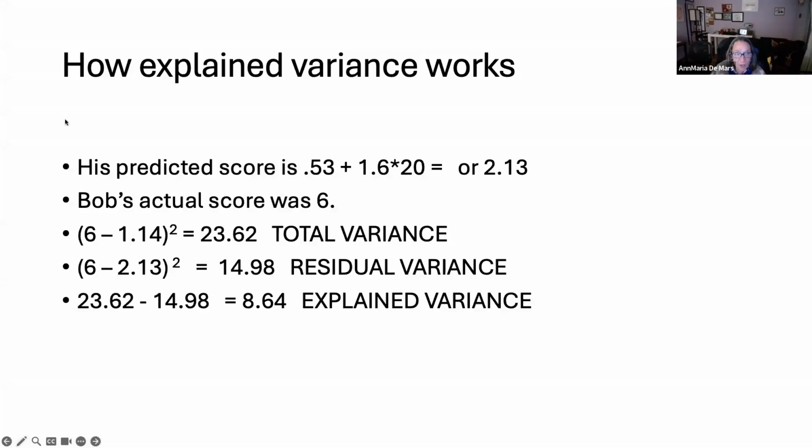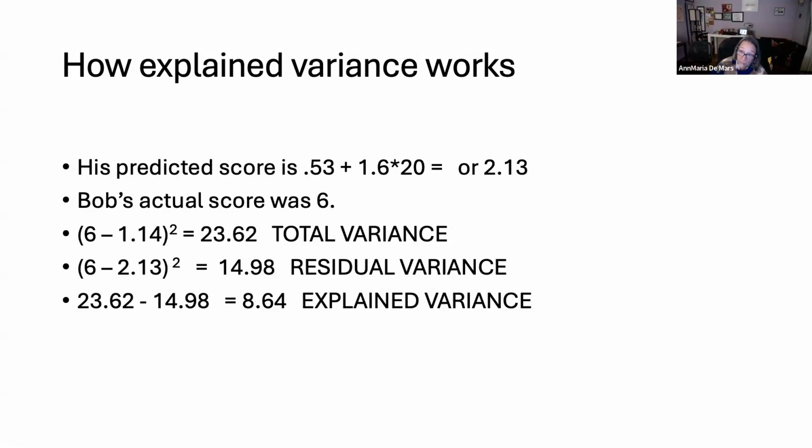Now, as I said, if we didn't know anything about Bob, we would have predicted that his score would have been 1.14. Don't know anything about a person, your best guess is the mean. So 6 minus 1.14 squared is 23.62. So that would be the total variance. Now, we predicted his score would be 2.13 based on our knowledge that we had of the number of grants he'd gotten in his career so far. So 6 minus 2.13 squared equals 14.98. So there's still some variance.